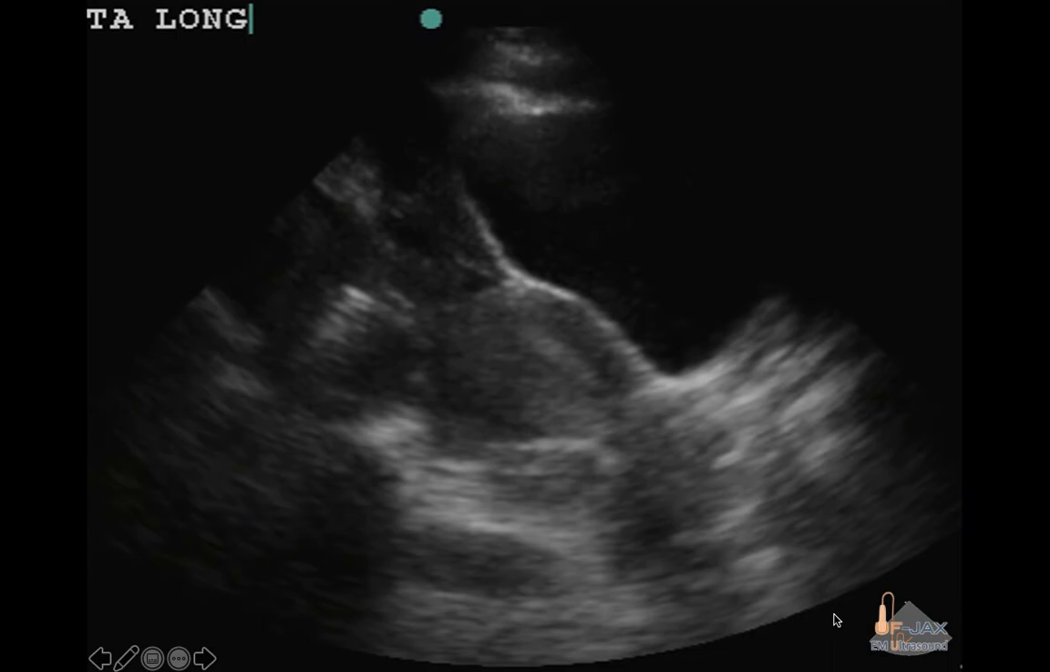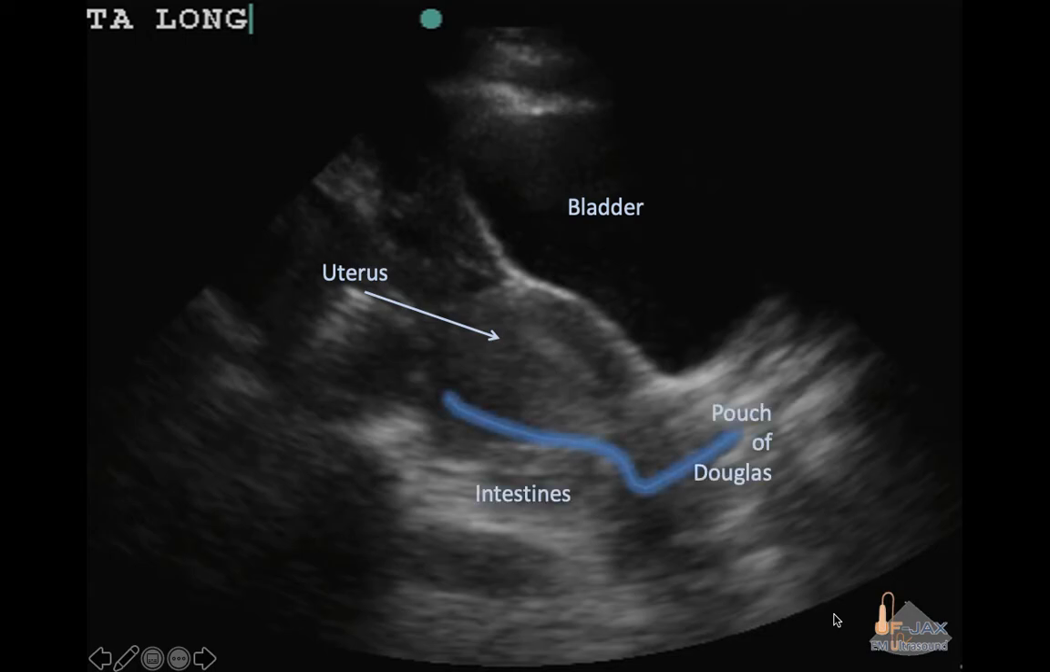Now, if we rotate our probe 90 degrees so that the probe indicator is towards the patient's head, we have our long axis or sagittal view of the pelvis for the FAST exam. Remember that the patient's head is to the left side of the screen and their feet to the right. Notice that in the long axis plane, the bladder appears more triangular and the uterus appears pear-shaped. Fluid will be visible in the pouch of Douglas behind the uterus.